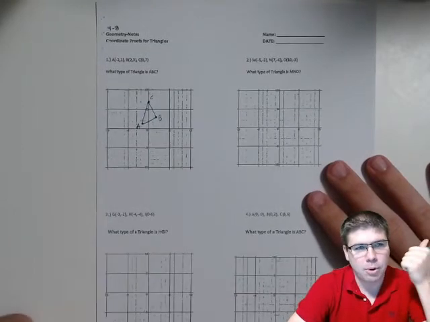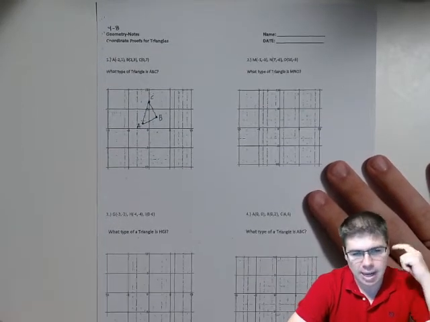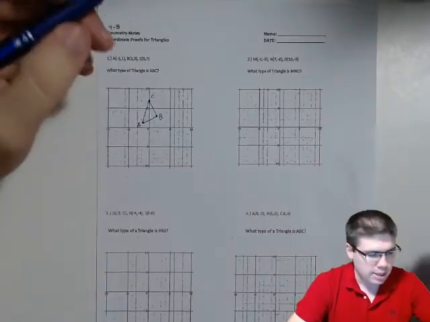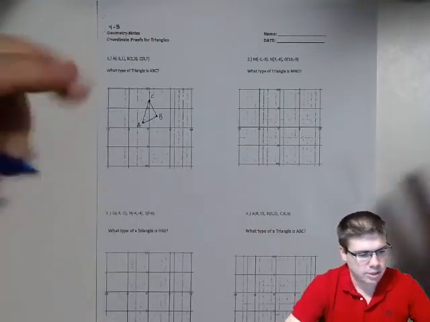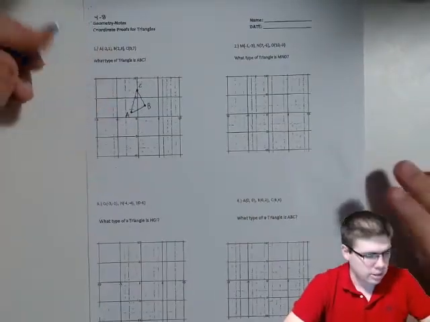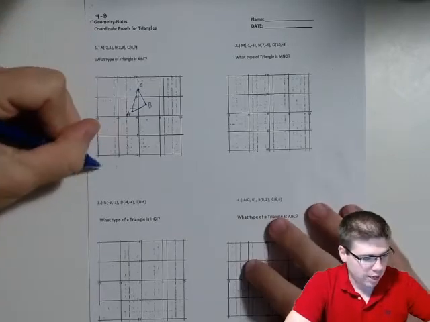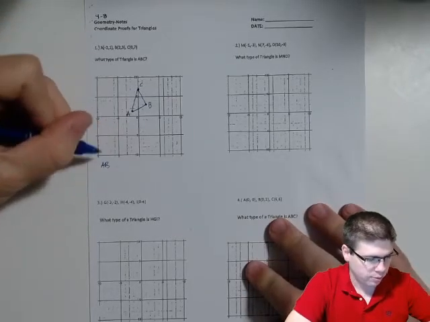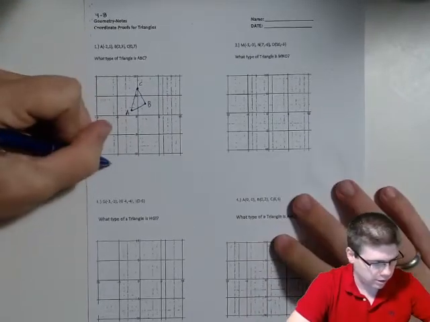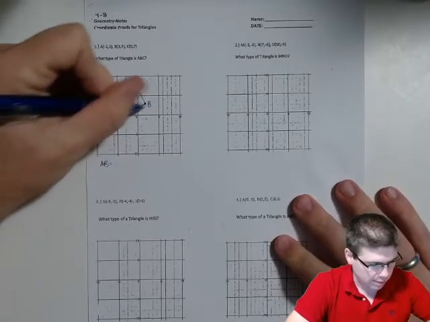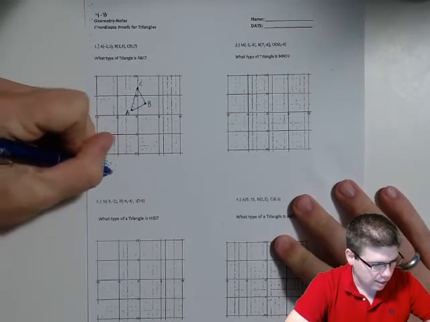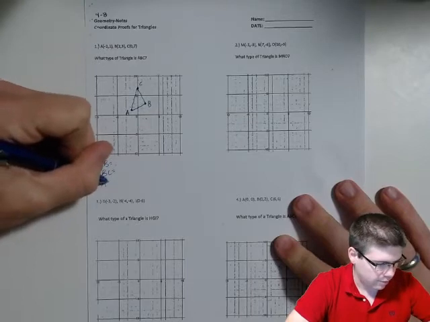I wanted to identify it both by sides and by angles. All right, so the easier way, and this process just takes a while, is to do it by sides. So effectively we have to do the Pythagorean theorem 3 times. Distance formula is really what it is, but it's the Pythagorean theorem. AB, BC, and AC, or CA, whatever.